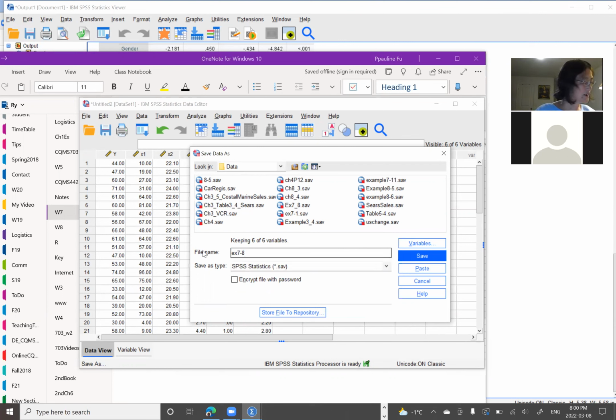Okay, so go to analyze, regression, linear. y is my dependent variable. So I have 5 x's. Under the method, you select stepwise. Okay. And then you click the OK button.